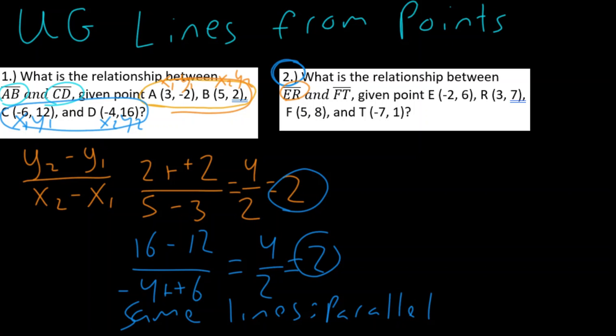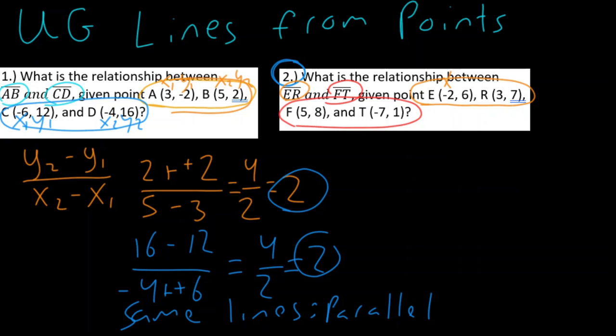It says ER, so I circle points E and R in one color, and I'll use a different color here. It says FT, I circle F and T in a different color. Alright, pause the video, take your time, try this out, and now I'm hoping you're back.